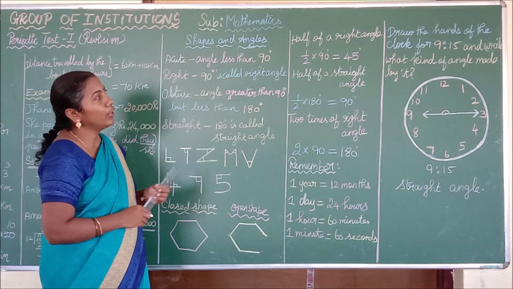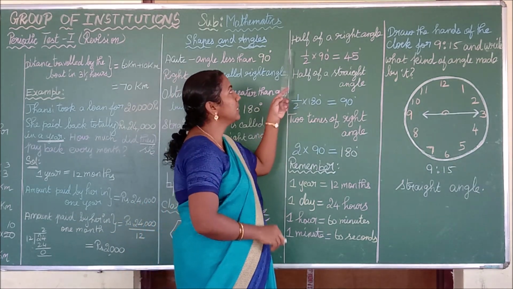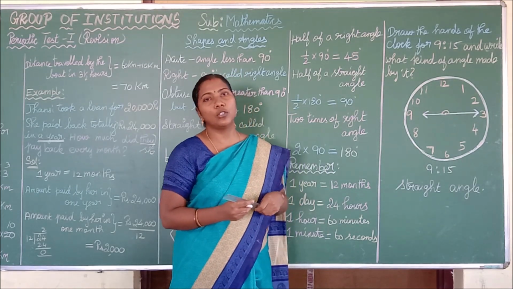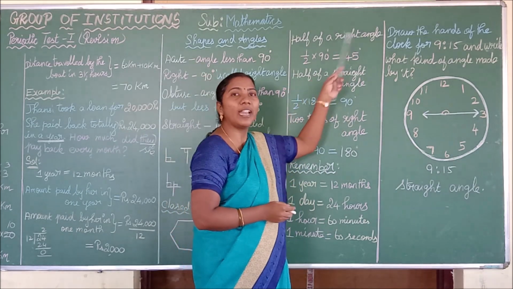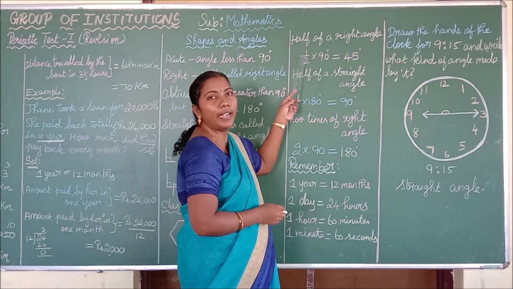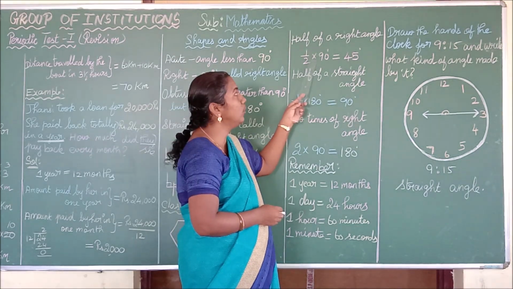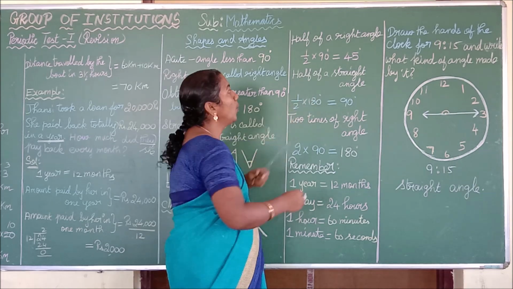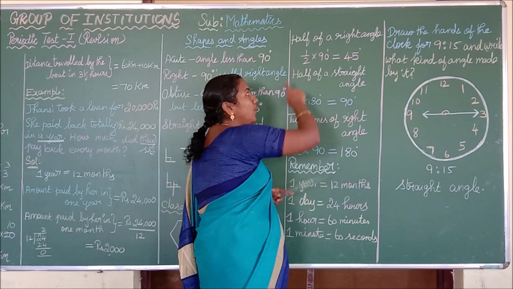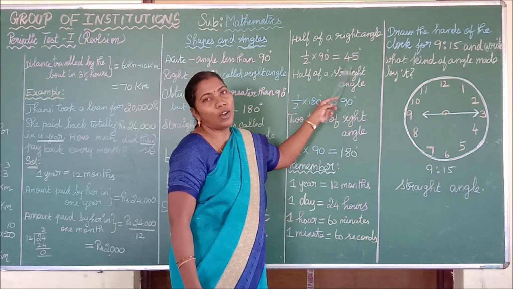Children, next we are going to calculate some values from right angle. See here, they are asking half of a right angle. What is meant by half? Half means 1/2. Right angle means 90 degrees. So instead of half, we write 1/2. Half means here you have to use multiplication, so 1/2 into 90 degree. Now we are going to divide the 90 degree by 2. If you divide 90 by 2, you get the answer 45 degrees. So half of the right angle is 45 degrees.